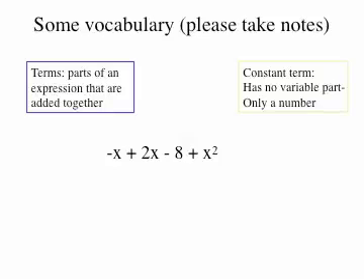A constant term is a term that has no variable part. It only has a number. In this expression, there's one constant term, and that is negative 8.